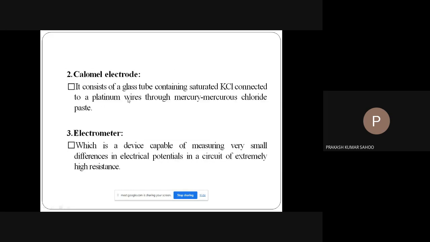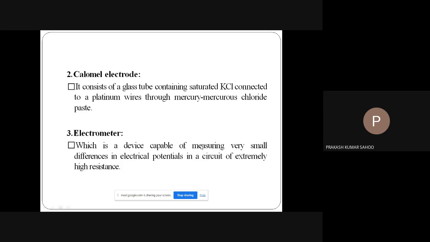Then calomel, we have discussed this one in our yesterday's class, that it contains mercurous chloride with KCl. And the change in KCl concentration has a direct effect on your potential difference. So these things you should remember, that in calomel electrode we have the change in concentration of KCl.